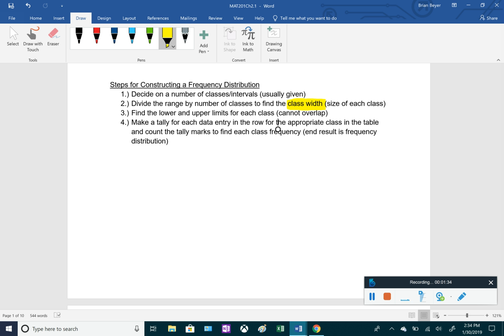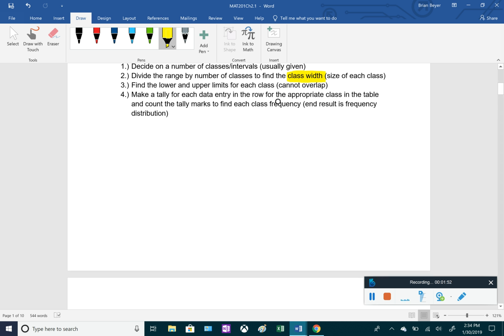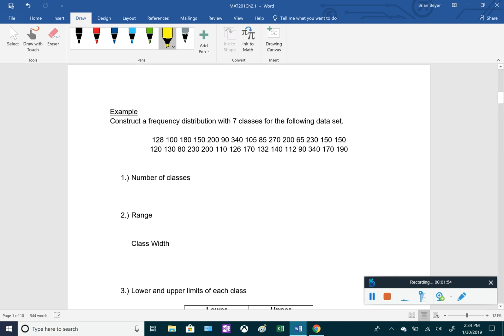Then we're going to find the lower and upper limits for each class, and they can't overlap. And then we're going to make a tally for each data entry in the row for the appropriate class in the table, and count the tally marks to find each class frequency. Once we have that table filled in, that's going to be the frequency distribution. So let's see what we mean by that with an example here.